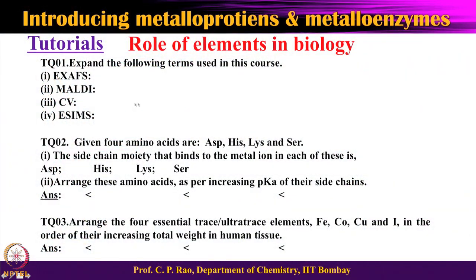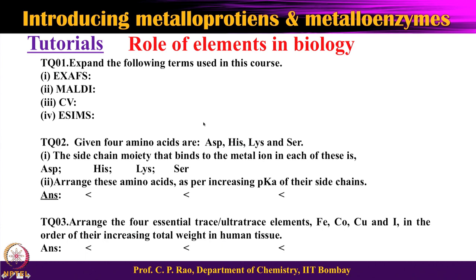Matrix assisted laser desorption ionization. CV is used for cyclic voltammetry. ESIMS, electrospray ionization mass spectrometry. So, there are a variety of these things. This is just a few I have given as an example. This does not mean only these are the ones. So, you should familiarize yourself with some of the important cases of this kind of short form usage.